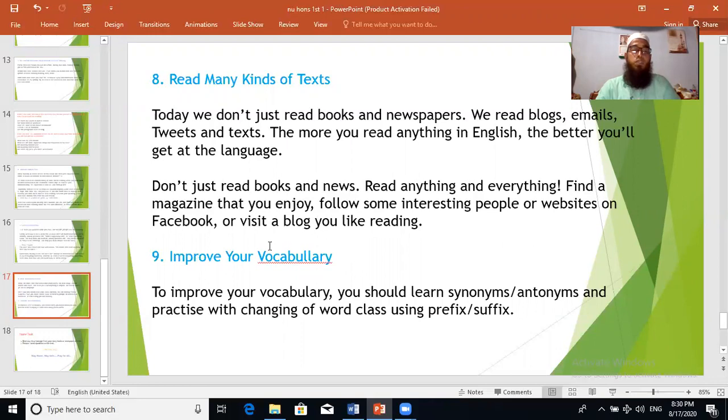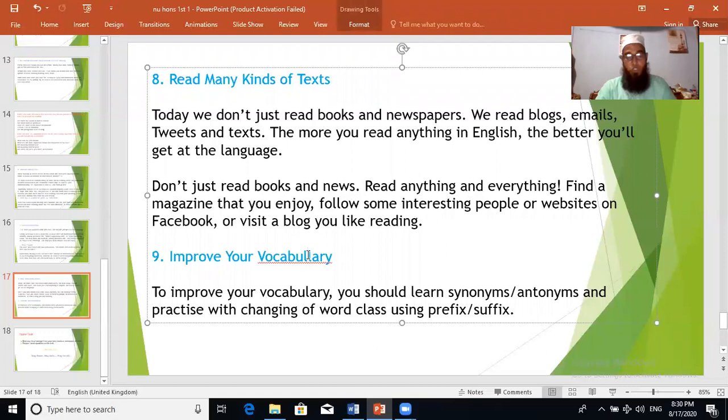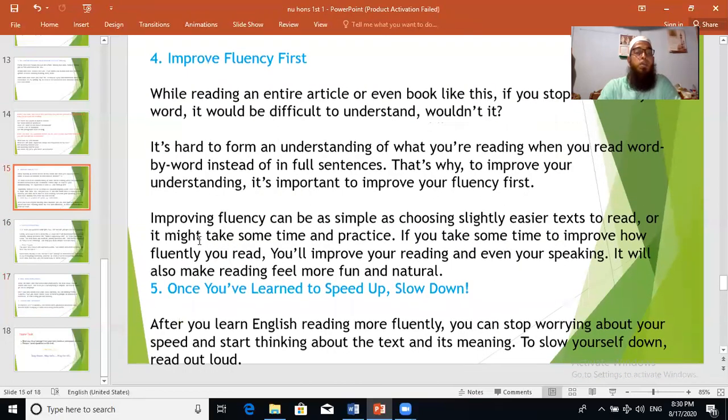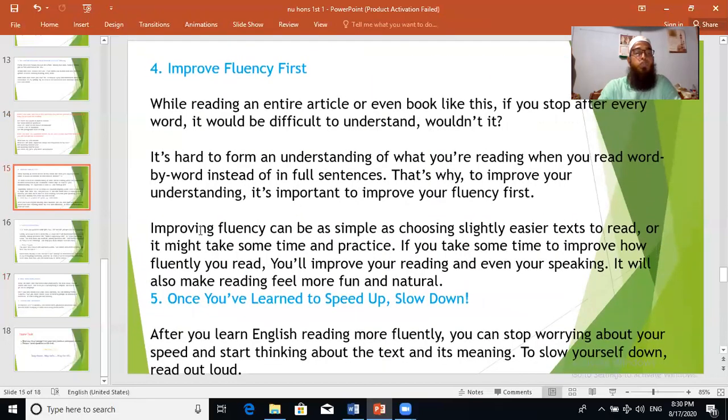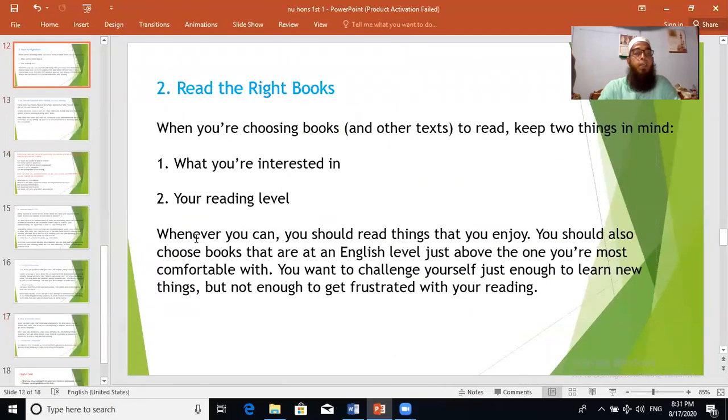And last but not least, number 9, improve your vocabulary. You need to improve your vocabulary to develop your reading skills. To improve your vocabulary, what can you do? You should learn synonyms, antonyms, and practice changing word class using prefixes and suffixes. That's the technique to improve your vocabulary. So you see, these are the steps. Just at a glance, try to see those steps.